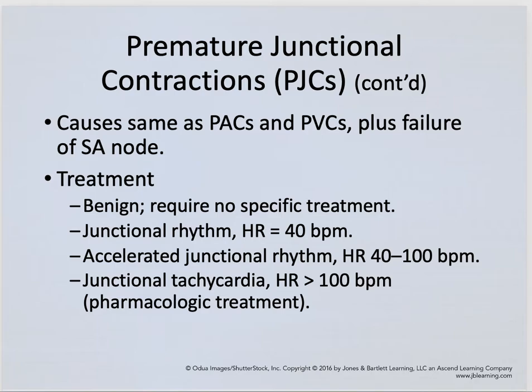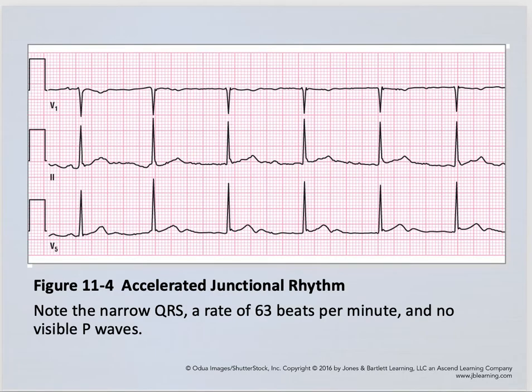So what can happen is the same causes that trigger PACs and PVCs. Plus, the big thing here is the SA node didn't ignite. It did not fire. So a little lower in the heart, this PJC gets excited to try to get the heart to stimulate, to send some blood out of the ventricle. So oftentimes benign, heart rate around 40. It can get faster. We call that junctional tachycardia, that can come on with pharmacological treatment.